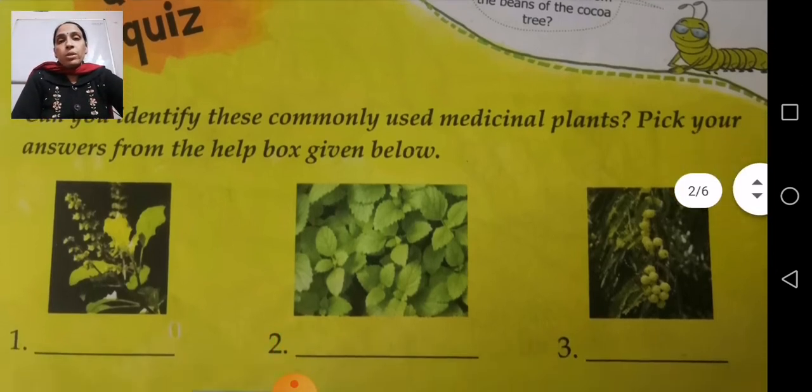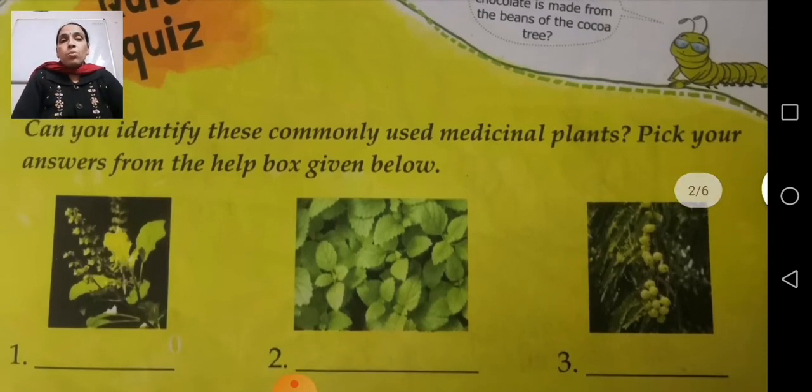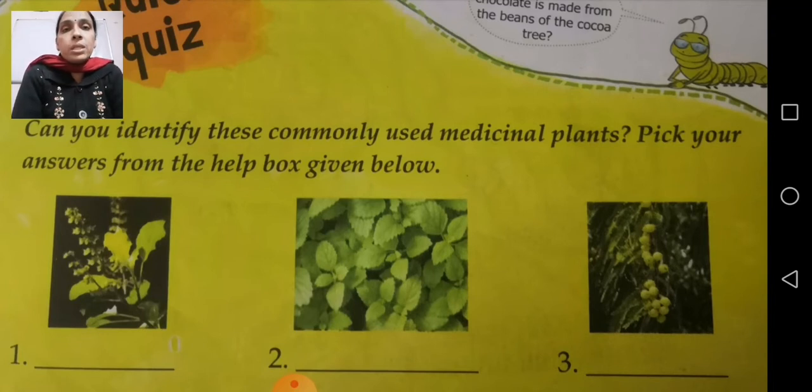The first one is very important. Now the first one is quite important, that is your tulsi. If you are going to get a problem like cough and cold, the tulsi plant is very beneficial in cough and cold. Now we'll come to the next picture, that is pudina. Pudina is very good for problems related to digestion.